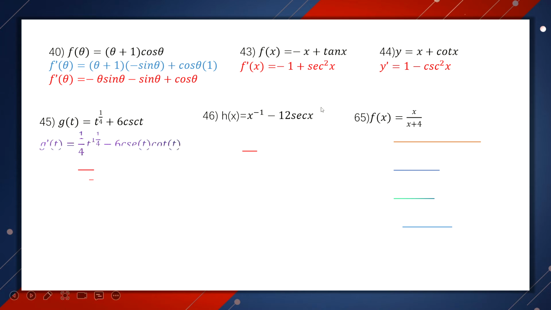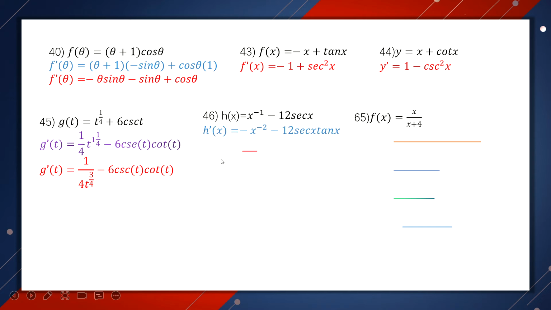So in the next question is g of t equal to t to the power 1 over 4 plus 6 cosecant t. So it becomes 1 over 4 times t to the power 1 over 4 minus 1, minus 6 cosecant t and cotangent t, which is similar to the last two questions, just derivative step by step. And this is our final answer. Just simplify it.